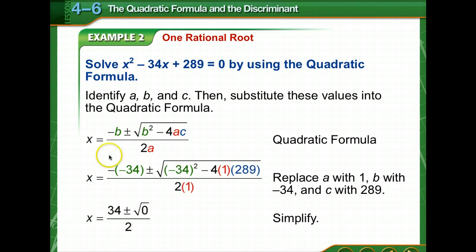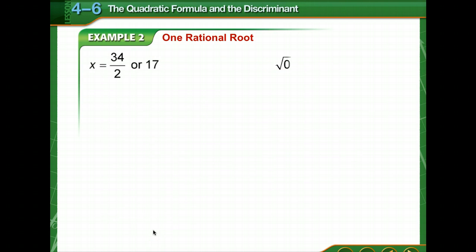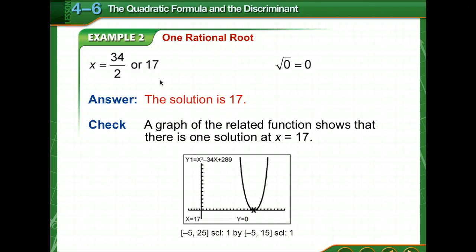Let me go back just for a moment. Notice that under the radical is a 0. So the radicand is 0. So x is 34 over 2 or 17. So that only has one rational root, one solution. If you were to graph this function, you would see that it crosses the x-axis in only one spot. So it has one zero. It has one root. It has one solution.